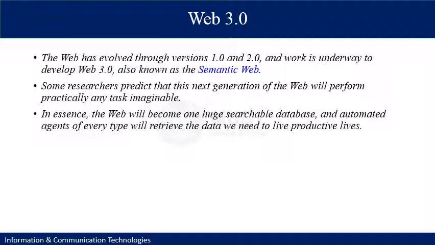Some researchers predict that the next generation of the web will perform practically any task imaginable. So in essence, the web will become one huge searchable database, and automated agents of every type will retrieve the data we need to live productive lives.